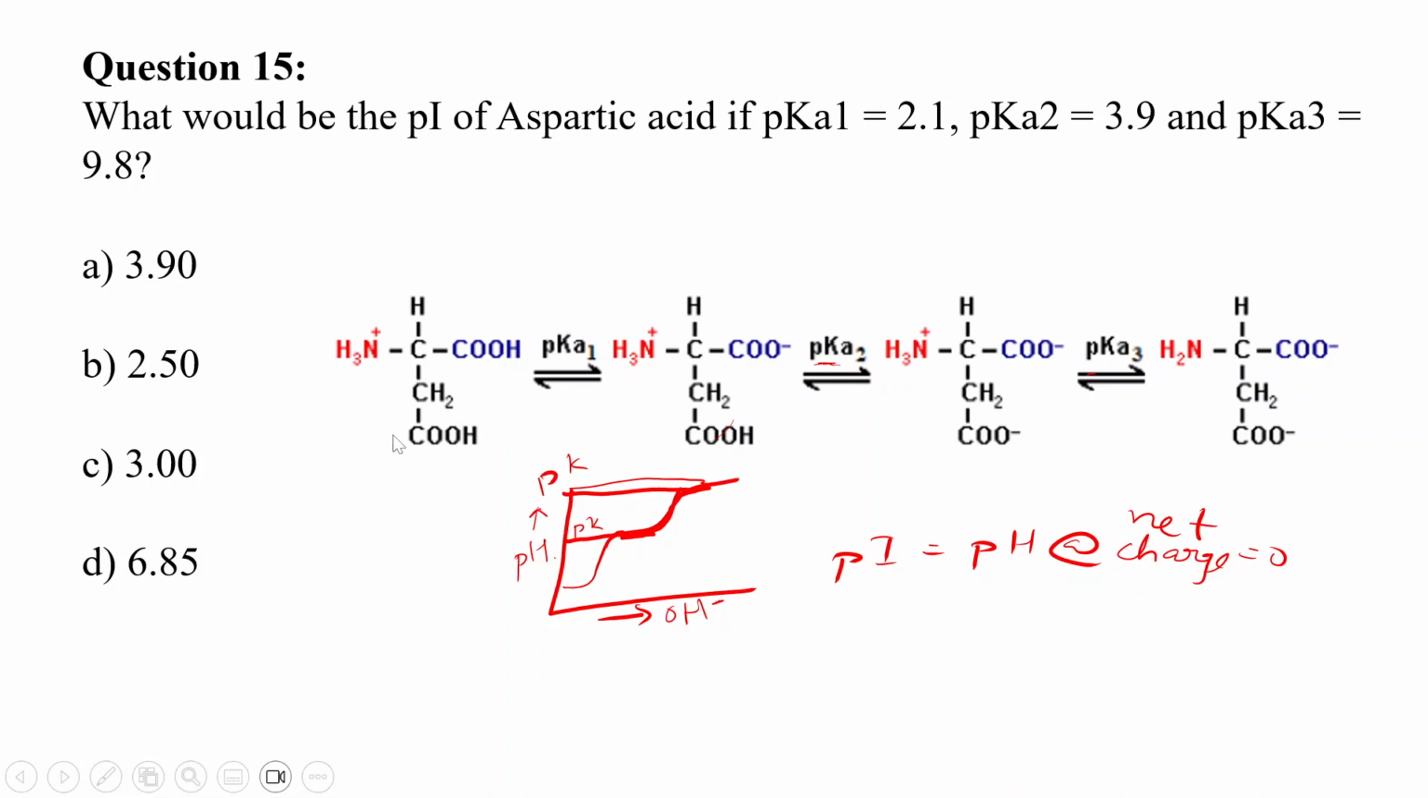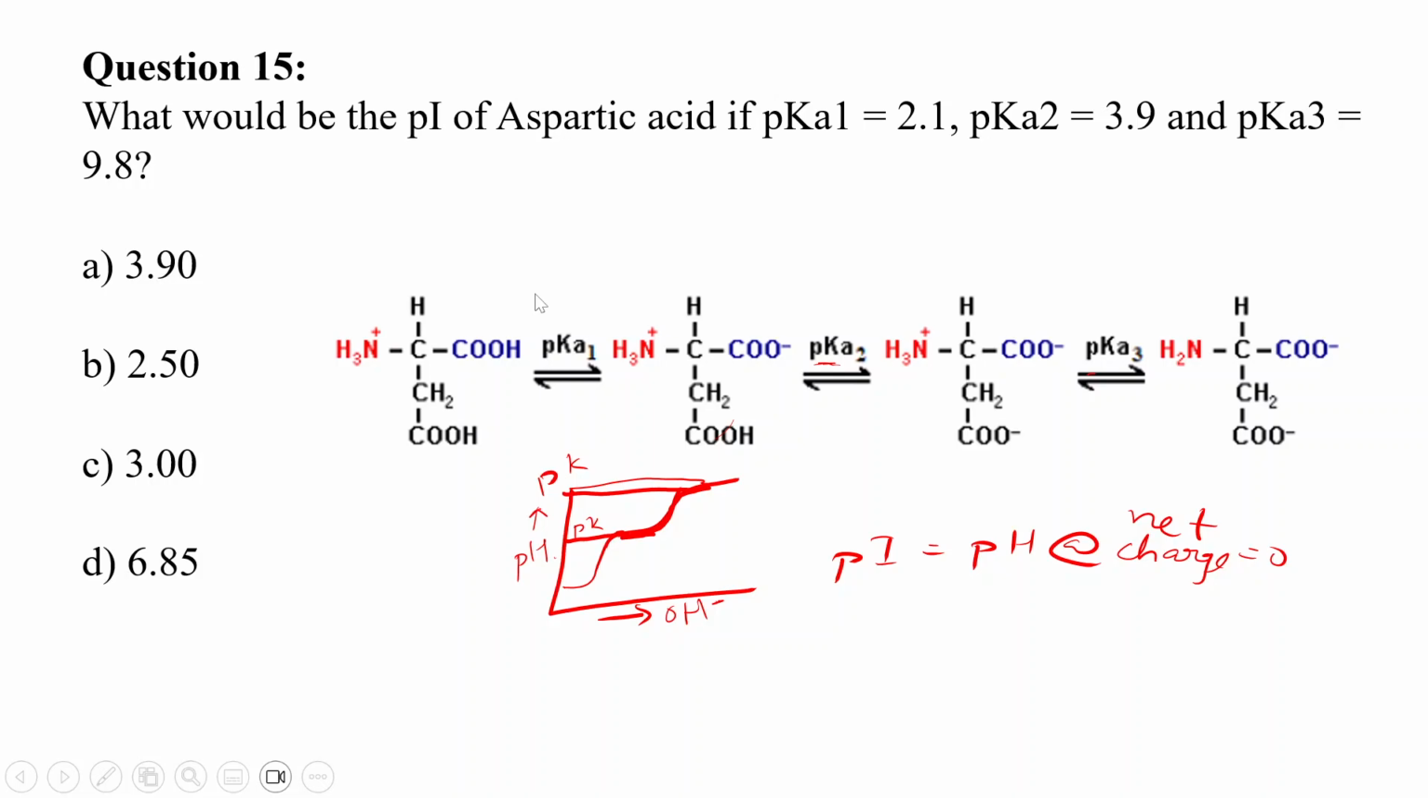So now I am saying the pI is basically the pH at which the net charge is 0. So if you see the charge in all of these states, here the charge is +1, here the charge is +1 from this, -1 from this, and 0. So +1 -1, that is 0. So net charge is 0 at this stage. So this stage is coming between pK1 and pK2. So pI is basically the average of these two pK values.